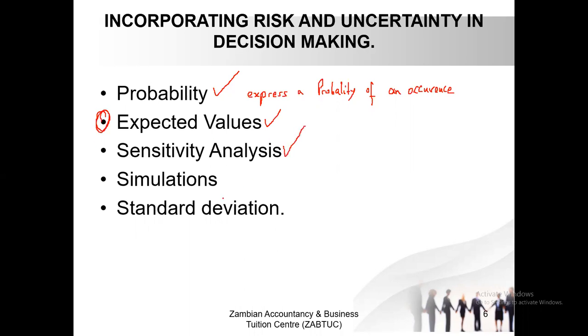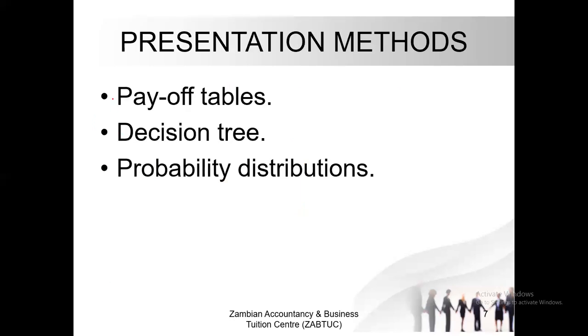We can do a sensitivity analysis. We can also do a simulation. Or we can calculate a standard deviation of a particular variable. What about presentation? In terms of presentation, we can use a payoff table. We can use a decision tree. We can do a full probability distribution showing all the possible outcomes. So these are methods that we can use to present or to analyze a scenario which has got risk and uncertainty embedded in it.